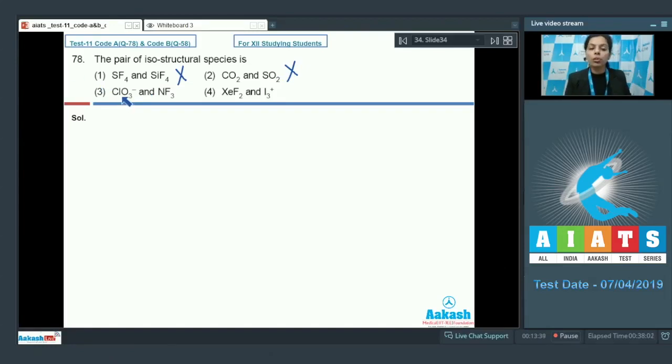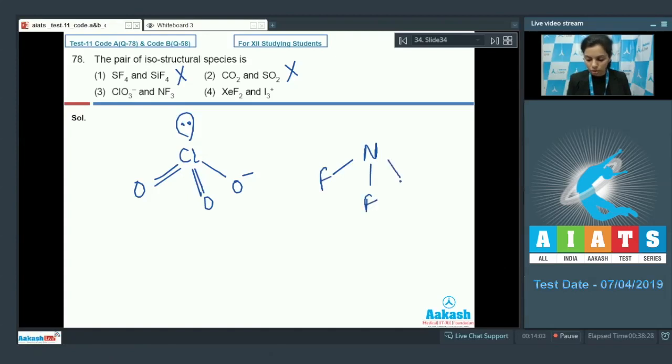Now third option we have ClO3 negative and NF3. If we talk about these two species, hybridization is same, sp3. And what about the structure? Both of these have pyramidal structure. I'll just draw the structure for you. Chlorine is here with a lone pair of electrons and ClO3 as it is. So this is the structure. While if I talk about the structure of NF3, you know that that is pyramidal structure with one lone pair. It means these two are isostructural, but let's check the last one also.